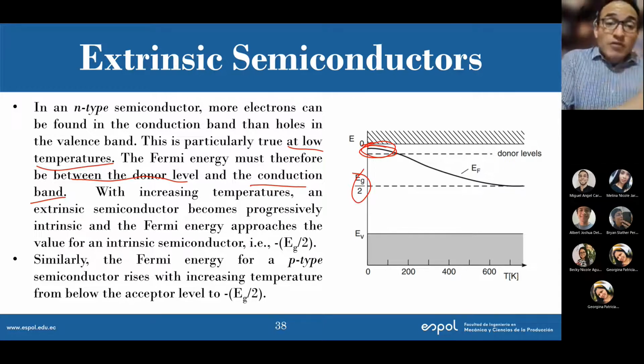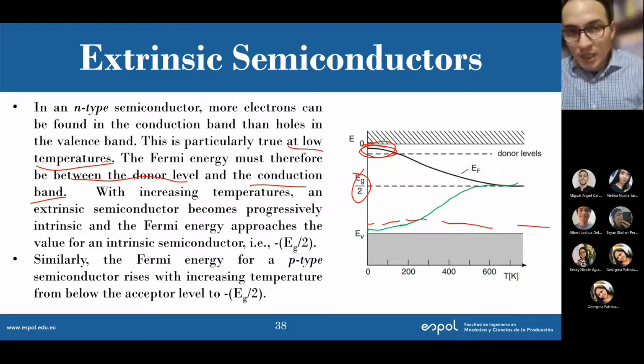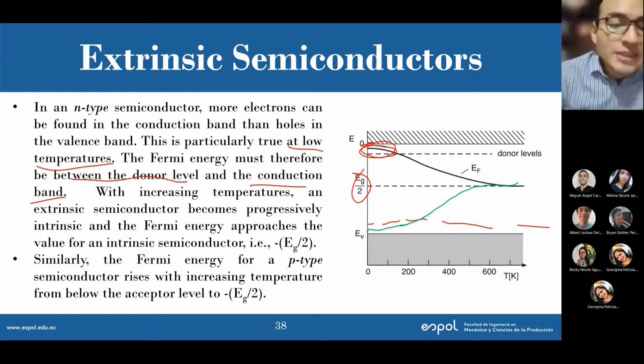And the same will be for a p-type semiconductor. In that case, let's say my acceptor level is here, so my Fermi energy at low temperatures will be somewhere here, right? And then eventually, if I start increasing the temperature, it will reach the value of half of the band gap energy. Does this make sense? Is it clear, guys?